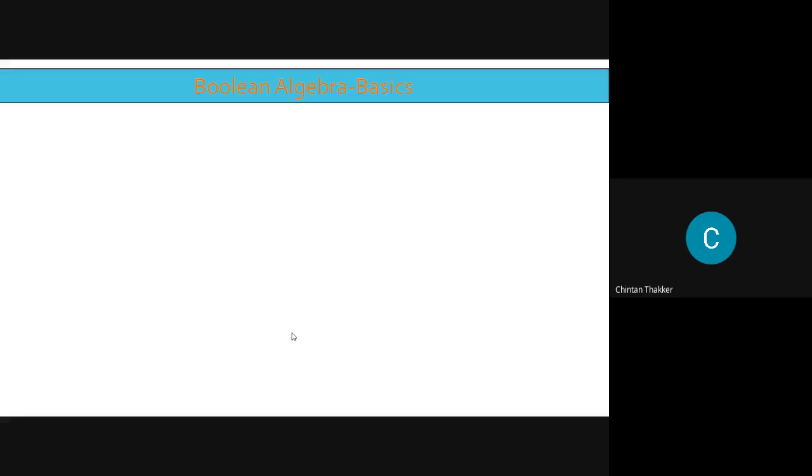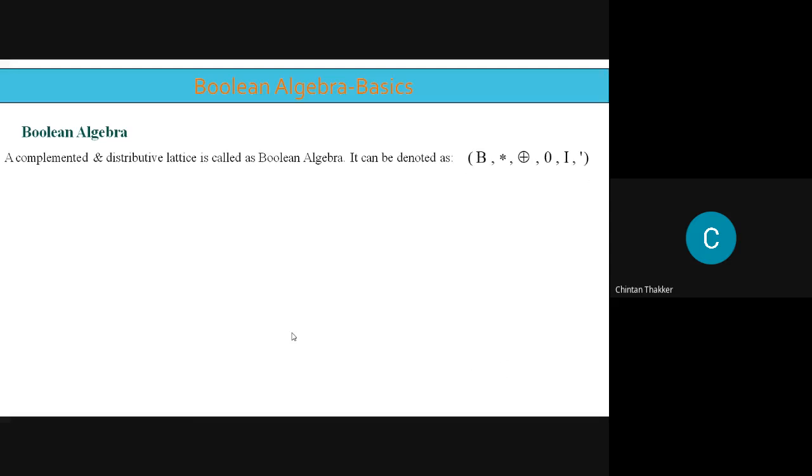What is the Boolean algebra? In our last lecture, when we talked about the complemented lattice, I gave a definition of Boolean algebra: a distributive and complemented lattice is called the Boolean algebra. It is denoted by B, star, ring sum, 0, I and dash.